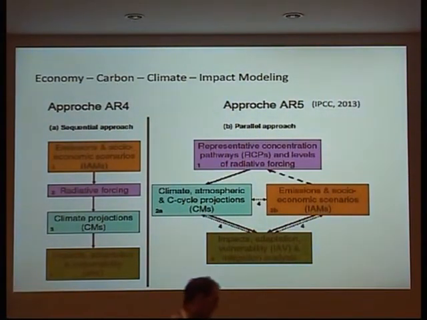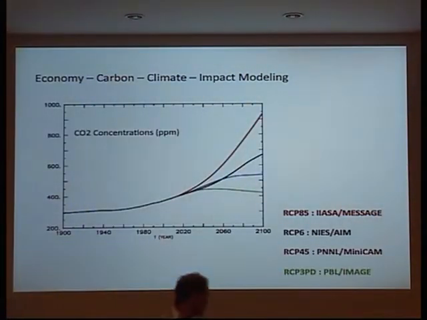So the example is the following. You have those 4 CO2 concentration pathways that I mentioned. That's the RCP, representative concentration pathways. Those are just 4 examples that have been used to cover the entire space, with one highly mitigated scenario here that doesn't reach 450 ppm, that's the 2 degrees if you want, and one more business as usual baseline scenario, which is the RCP 8.5.